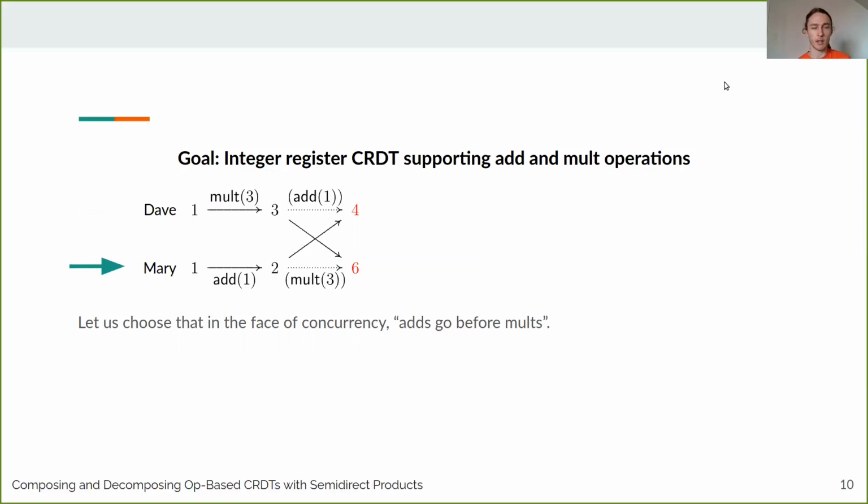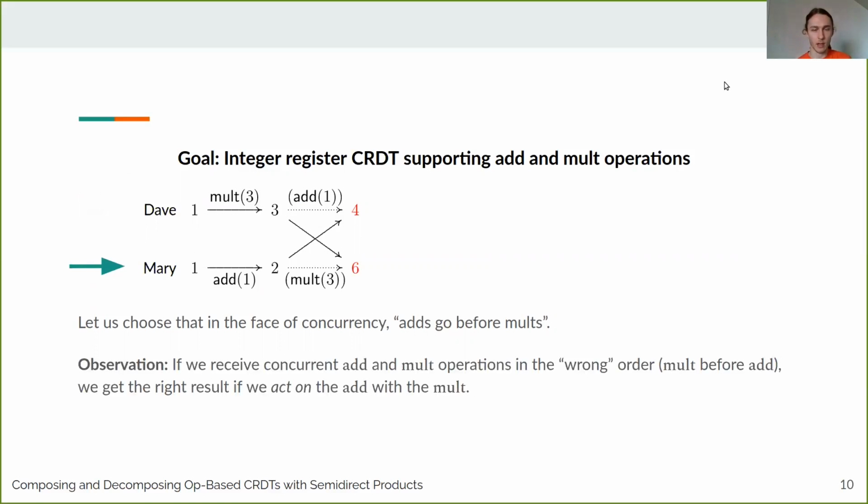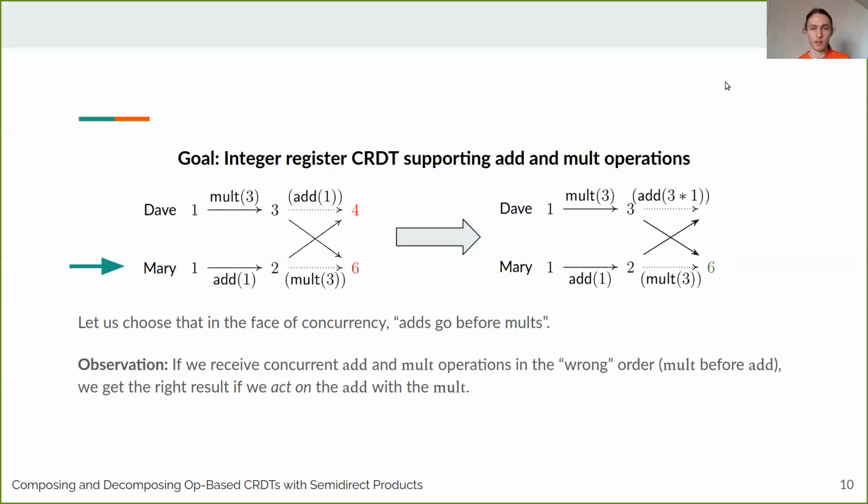So basically here, Mary is in the right and Dave is in the wrong. We want to get the answer 6. And our observation is that to make this happen, if you're like Dave here and you get the add and the mult in the wrong order, you can fix it up by acting on the addition with the multiplication. Okay? So here what we say is when Dave receives Mary's add 1 message, instead of applying it literally, he's going to act on it with this multiply by 3 message and add 3 instead. So then he gets in the state 6 as well. We've solved the conflict. And this works by the distributive law of multiplication over addition.